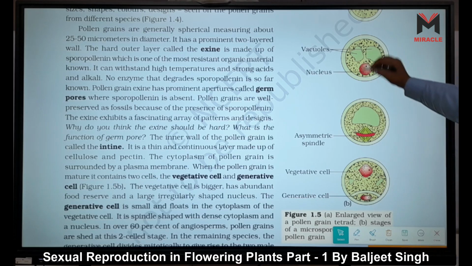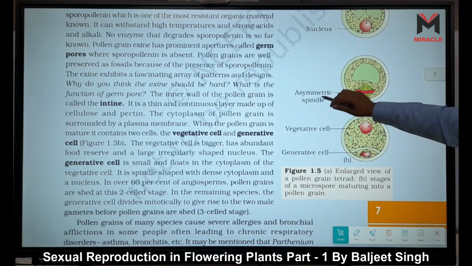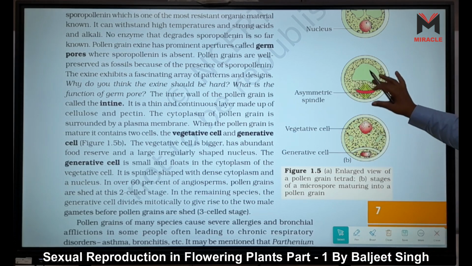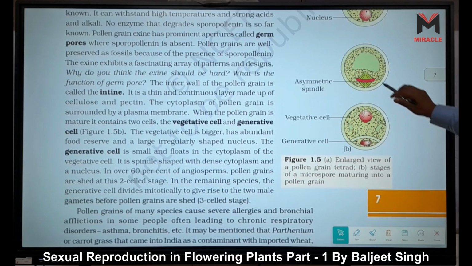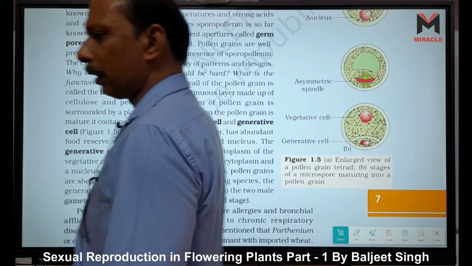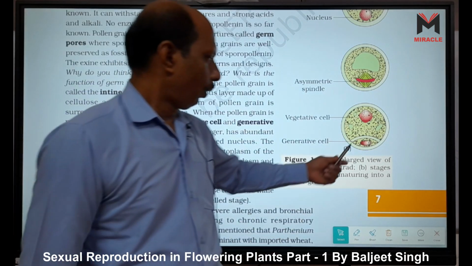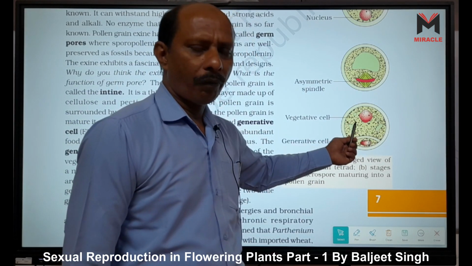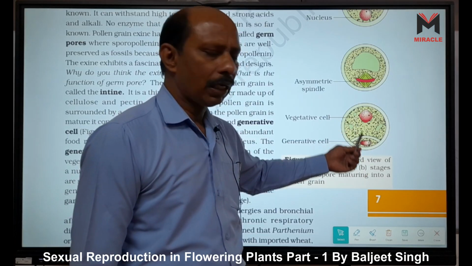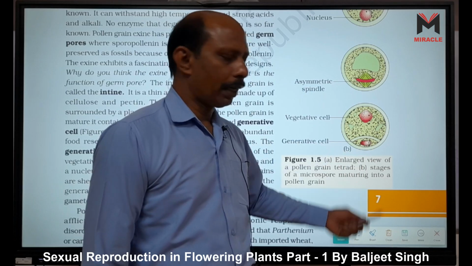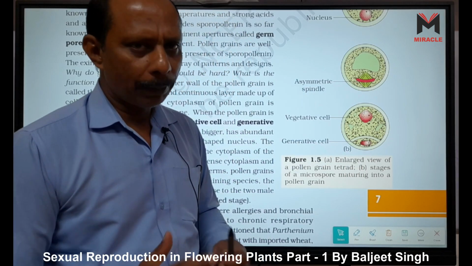So inside the intine is the plasma membrane structure. Actually, vacuoles are present, and the nucleus is present, asymmetrical and spindle shaped. Here nuclear division occurs. In nuclear division, two types of nucleus are formed. One is large, another is small. One is peripheral, and one is central. When they are surrounded by cytoplasm, they form two cells. That is the vegetative cell, which is very large and central, and a peripheral generative cell, which is very small. After some time, what happens?